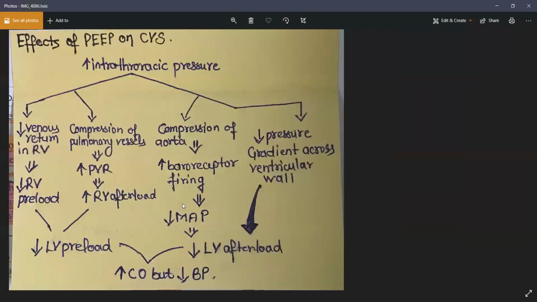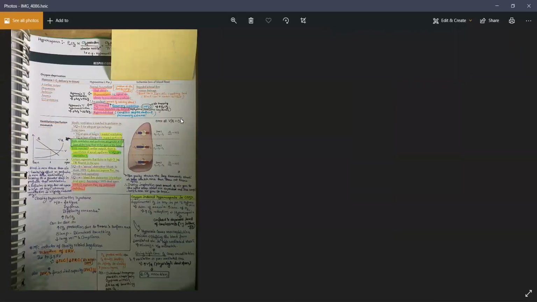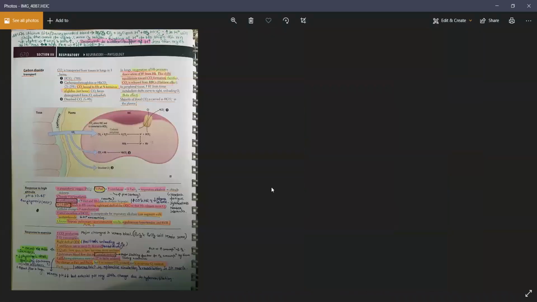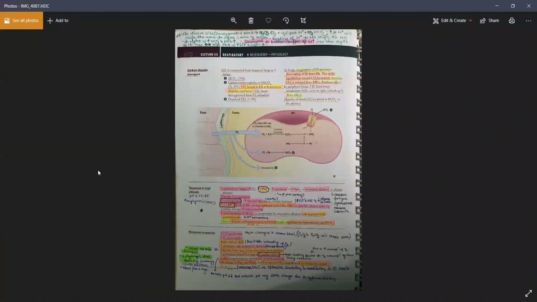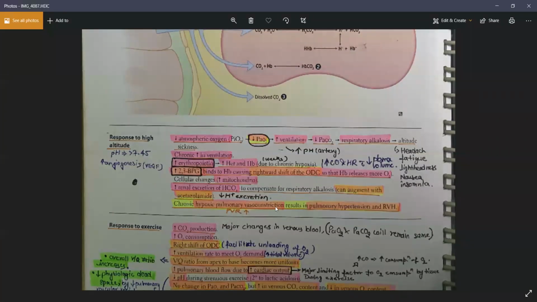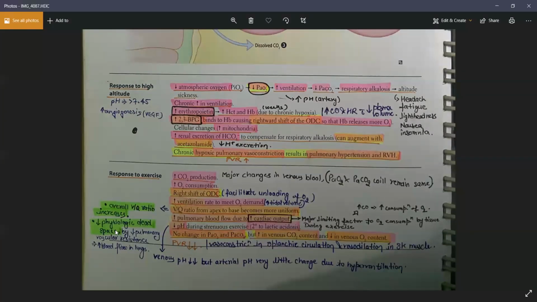I told you before that the average VQ in the lungs is 0.8, right? Average overall VQ in your lungs is 0.8. So the VQ throughout the lungs will be increasing and approaching 1. Ultimately, because the VQ from apex to base is approaching 1, the overall VQ will become increased.